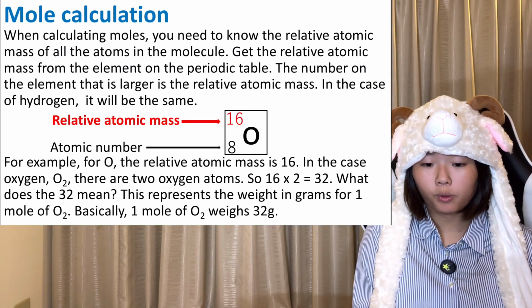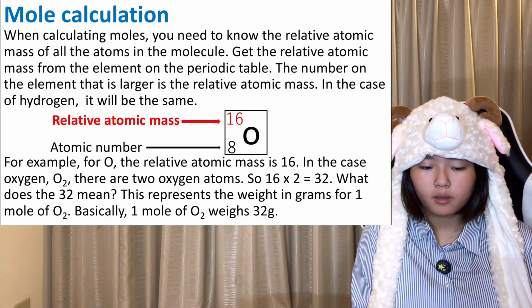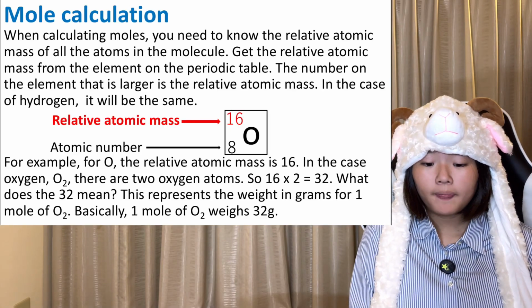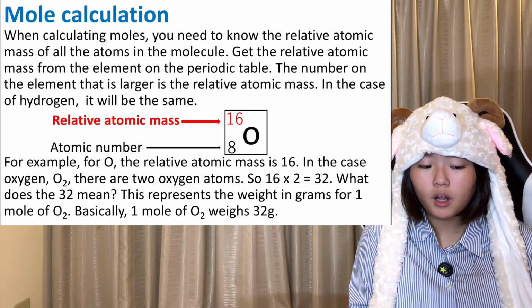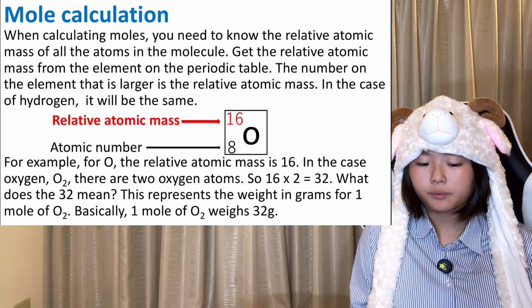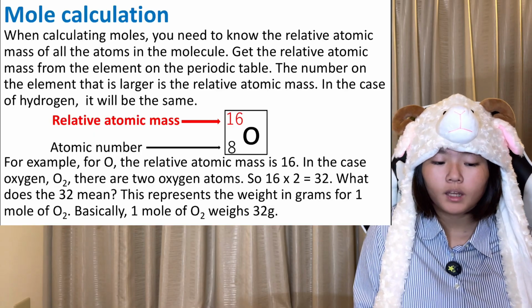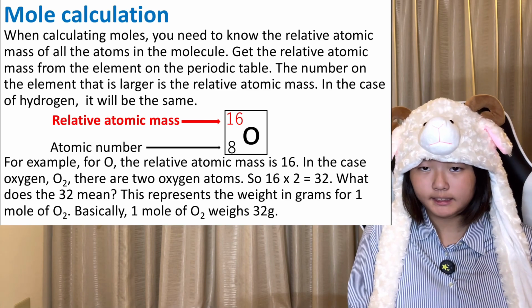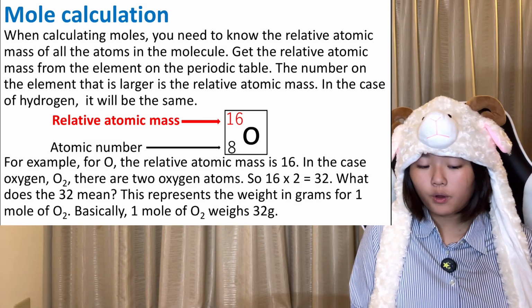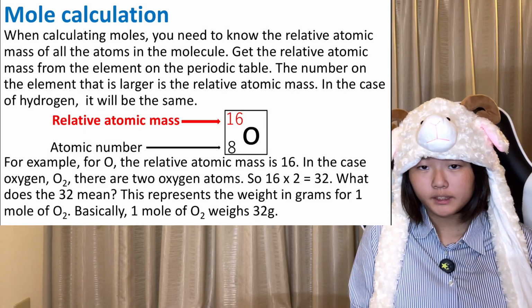When calculating with moles, you need to know the relative atomic mass of all the atoms in the molecule. Get the relative atomic mass from the element on the periodic table. The number on the element that is larger is the relative atomic mass. In the case of hydrogen, it will be the same. For example, for oxygen, the relative atomic mass is 16. In the case of O2, there are 2 oxygen atoms, so 16 times 2 is 32.